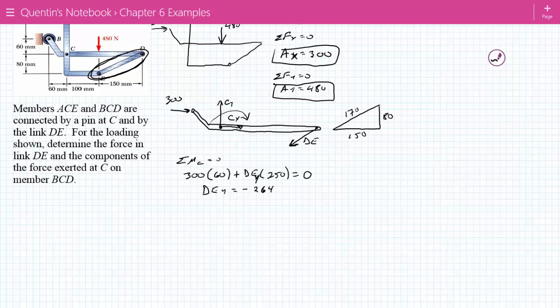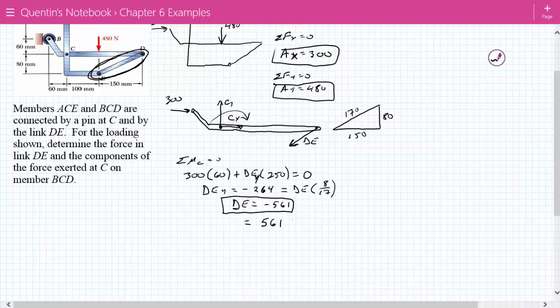Okay, but we know what that is. This is equal to DE times the Y component, which is 8 over 17. So DE is equal to minus 561. Okay, so what does that mean? That's equal to, therefore, 561 in what? Well, we drew it in tension, and in reality, it's in compression.